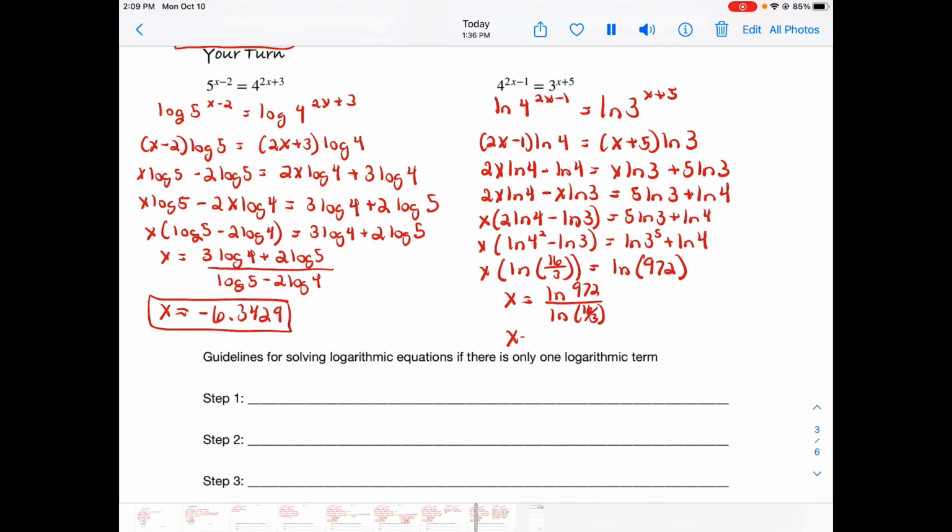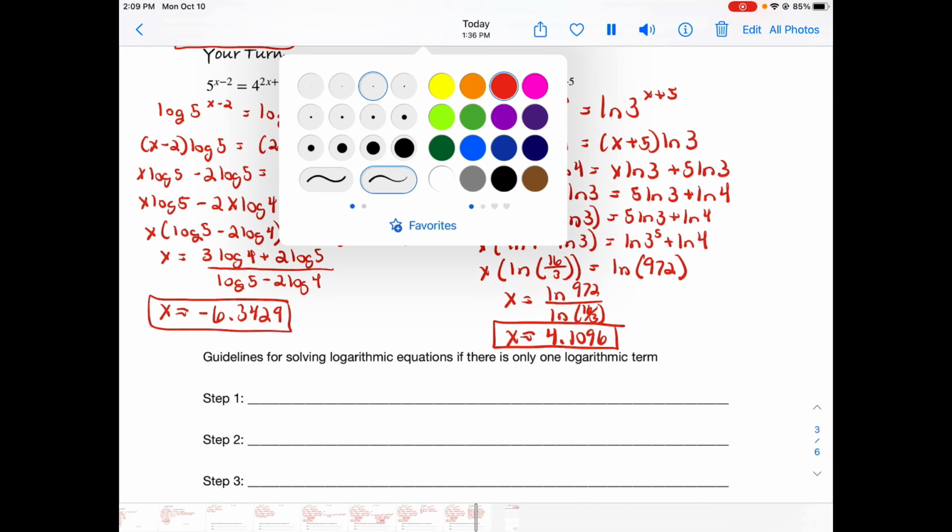Now notice I do not change division to subtraction. Remember, that goes the other direction. So this number is what you have to type into your calculator. And rounding to 4 decimal places, I get 4.1096 when I plug this into my calculator. Now, you did not have to simplify it that far with your properties. It just depends on how effective you are using your calculator. So those are the techniques that we know how to solve exponential equations.